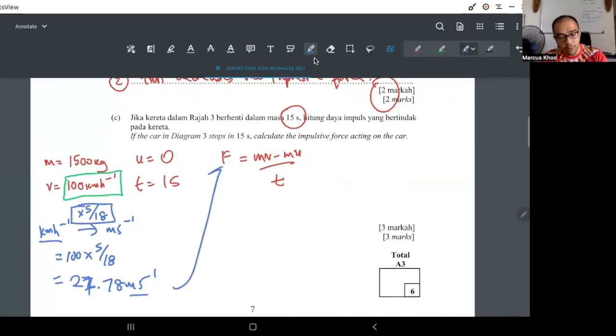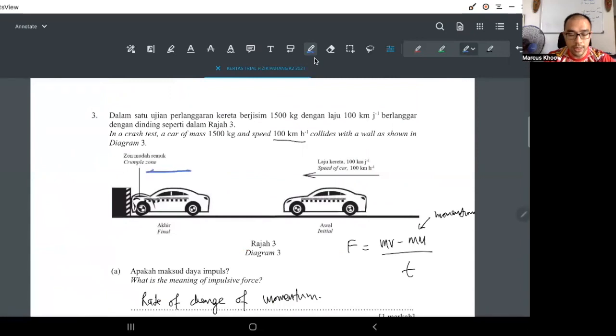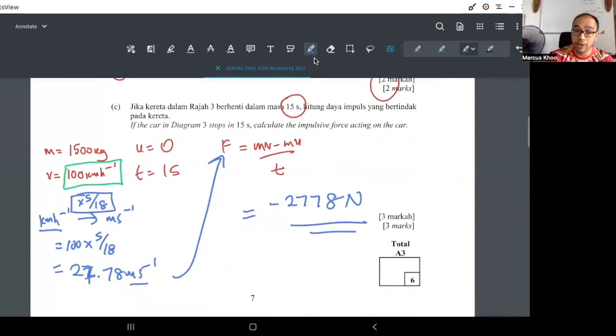Then you can put this into this formula and you will get the impulsive force is about -2778 newtons. Okay, why is it negative? Because if you look at the car, it is going towards the left. For us, towards the left usually means a negative velocity. So the velocity is negative because it's to the left. Just something to take note of. But I hope that you remember how to change kilometers per hour to meters per second. The shortcut is just multiply by 5/18. Meters per second change to kilometers per hour, just divide by 5/18.